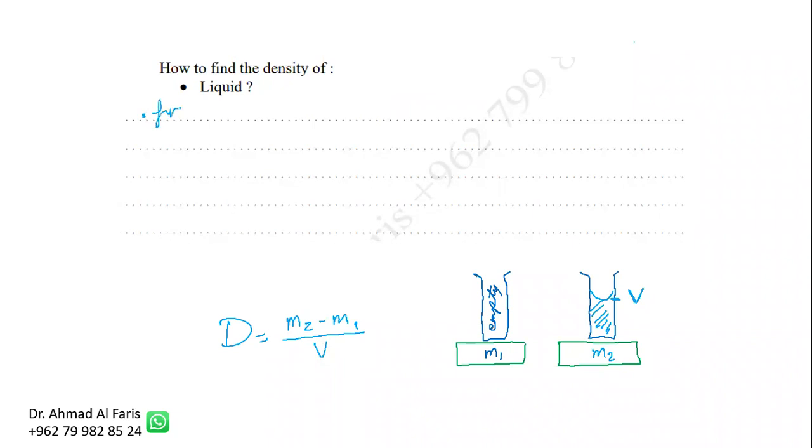First, measure the mass of the empty beaker. Or empty measuring cylinder, sorry. Empty measuring cylinder. Then that's M1. That's M1.